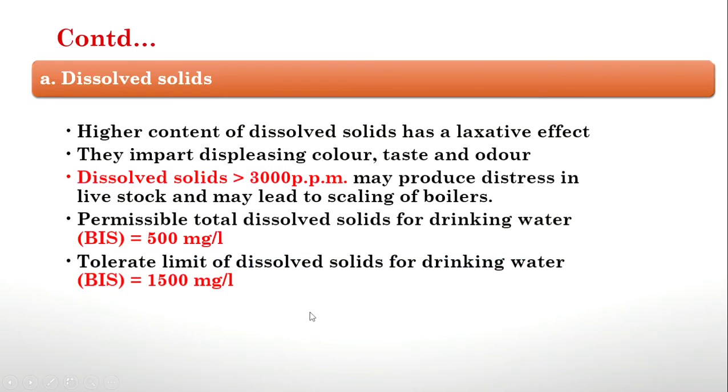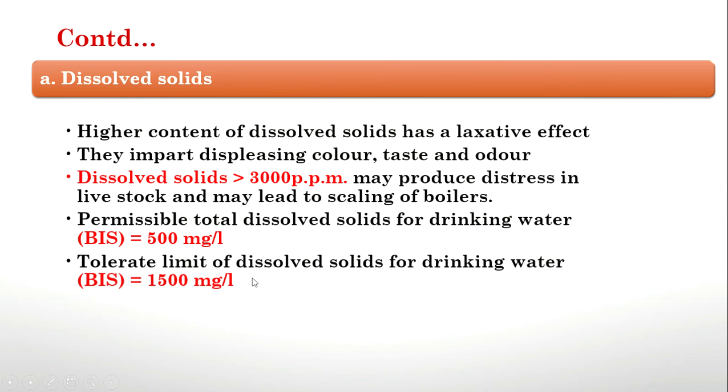And dissolved solids greater than 3000 ppm may produce distress in livestock. It is very harmful and it may cause distress and may lead to scaling of boilers. The permissible total dissolved solids for drinking water as per BIS, Bureau of Indian Standards, is 500 milligram per liter and the tolerable limit is 1500 milligram per liter. So 500 milligram per liter and above is not good for health, but we can tolerate up to 1500 milligram per liter. That is the thing.